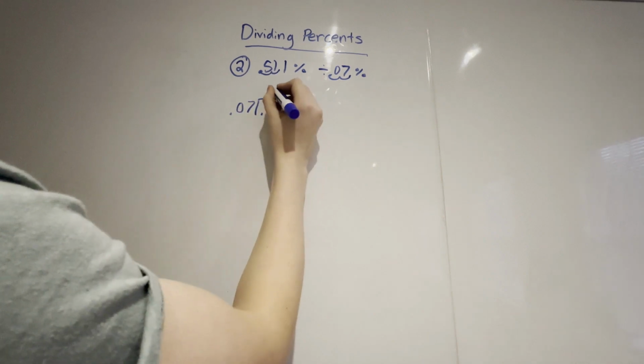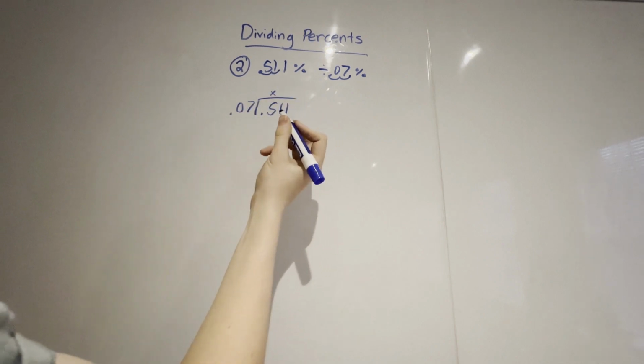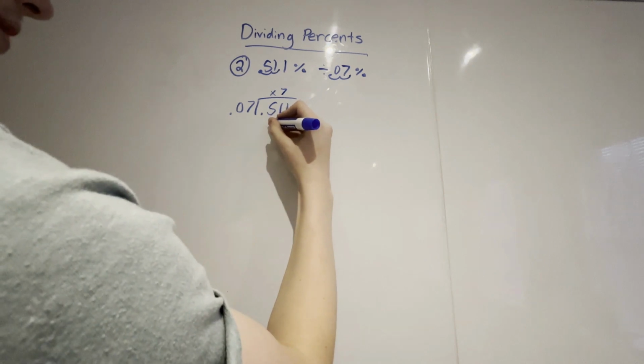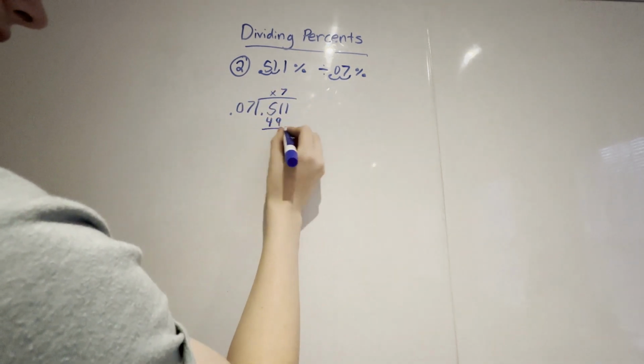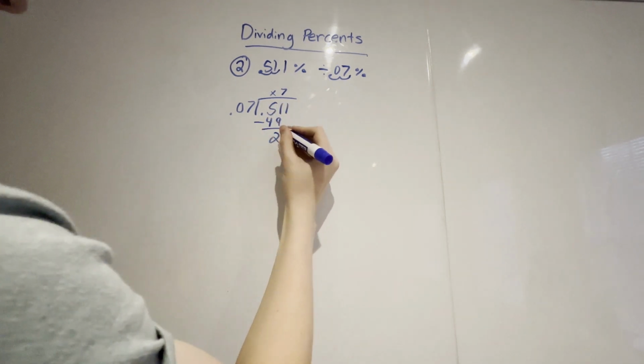That's not going to work. So we write our x here. We have 51 divided by 7. The highest that 7 can go into 51 is 7. And we write 49, since 7 times 7 is 49, right down here. We have to subtract these. 51 minus 49 is 2.